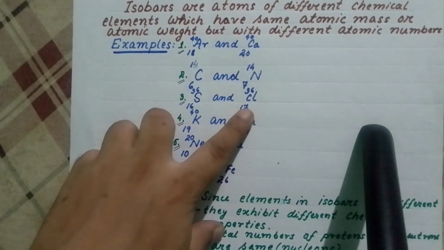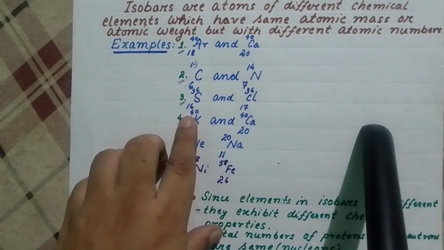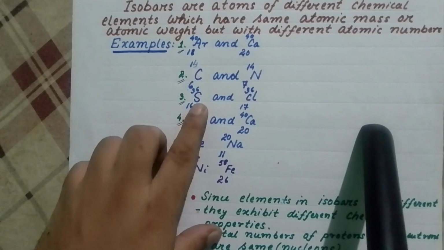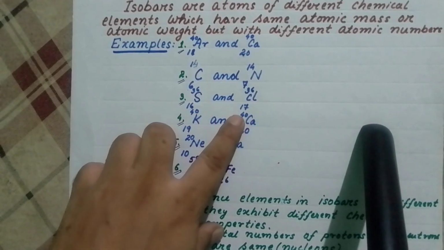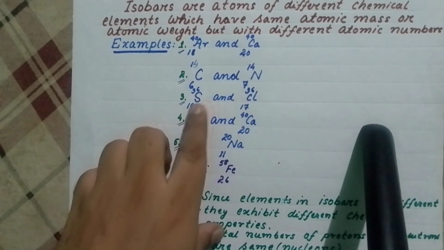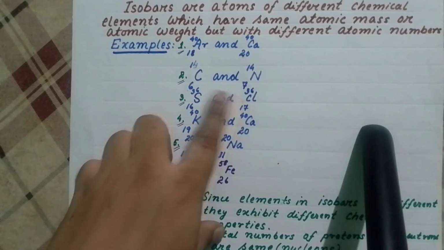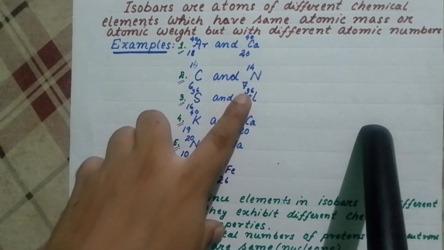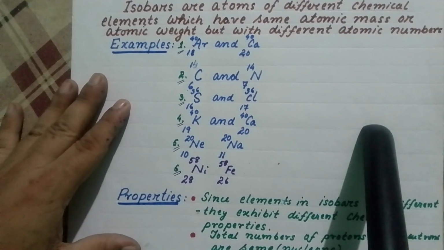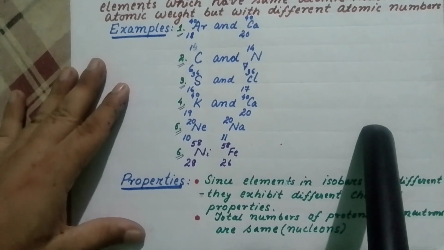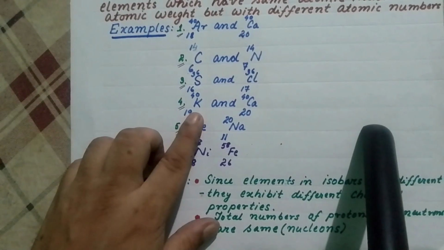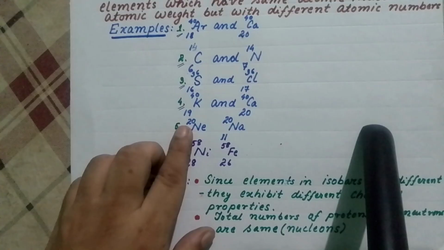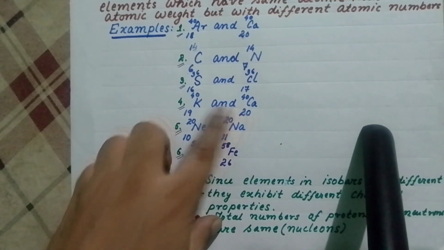Similarly, sulfur and chlorine, 16 and 17, means the total number of protons in the case of sulfur is 16, in the case of chlorine is 17. If you consider this one, 36, their total number of protons plus total number of neutrons in nucleons are approximately same.